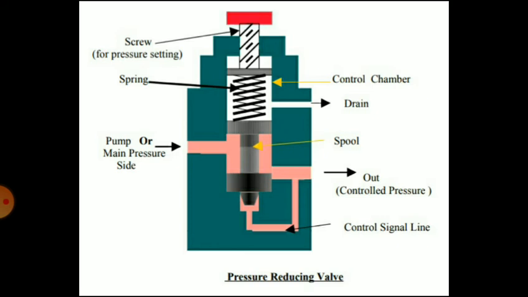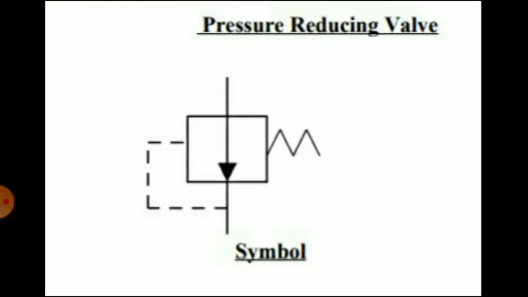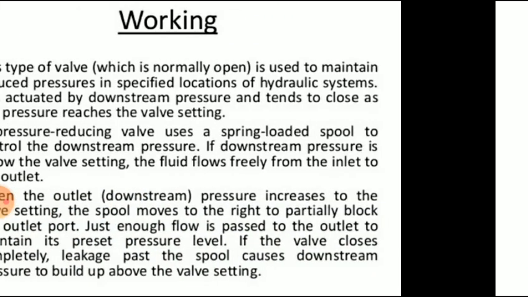So you can see here the pressure reducing valve. On the left hand side there is a main pressure side, or the pump side, so that valve is connected to the pump. Then at the top there is a spring and a screw for pressure setting. And one more port that is connected to the drain. So this is the symbol of a pressure reducing valve.